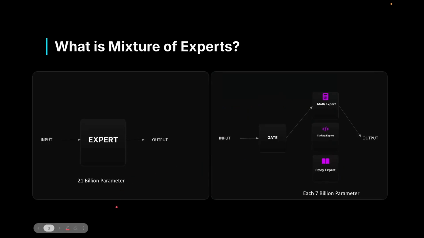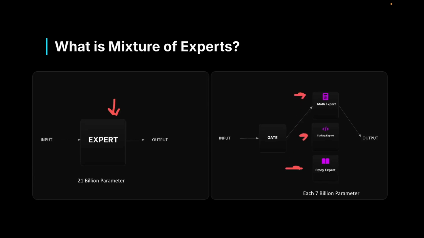Mixture of experts means we don't really activate the whole model. We only activate one or two experts at a time. So this reduces computation while keeping the model's quality high. Basically, we divide a big neural network into multiple specialized small neural networks.